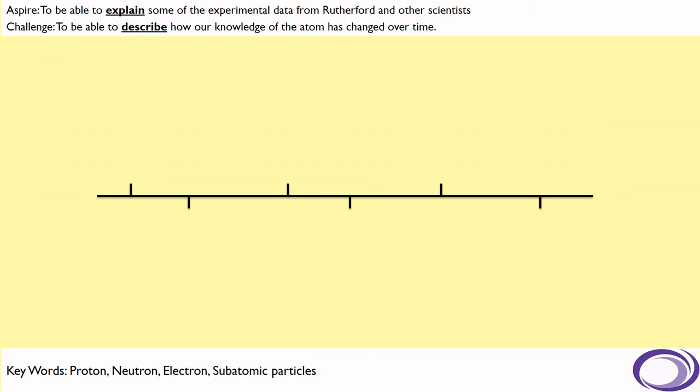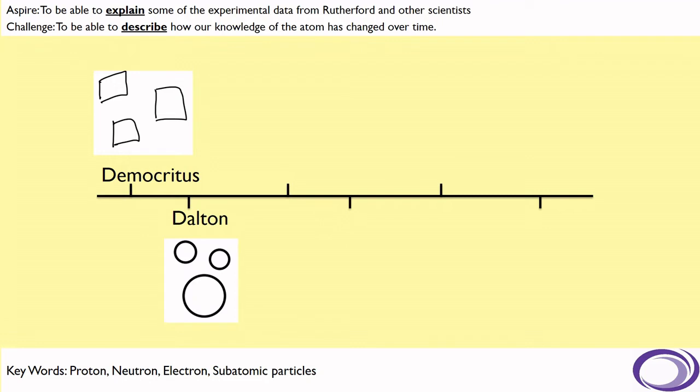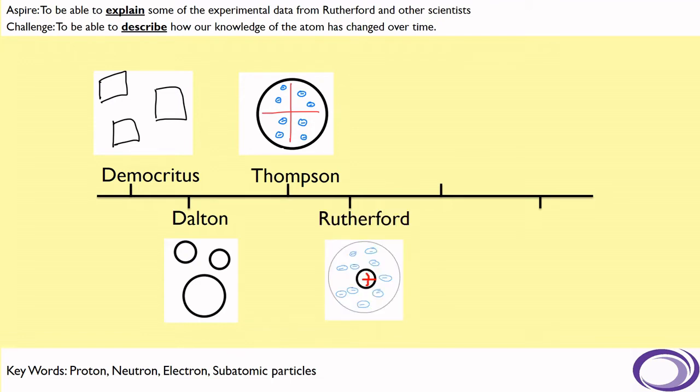So here's my timeline. I've added a couple of pictures and then I've got some text on the next one. So we've got Democritus, atomos, indivisible, and then we've got Dalton, tiny spheres, different atoms of different masses. Then we've got Thomson with the plum pudding model with the positive charge and the electrons embedded throughout.